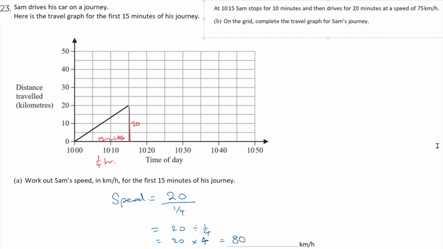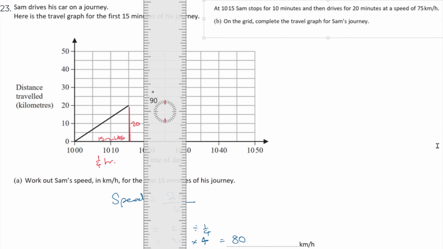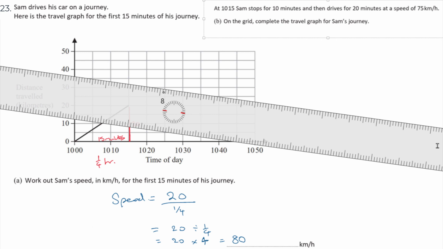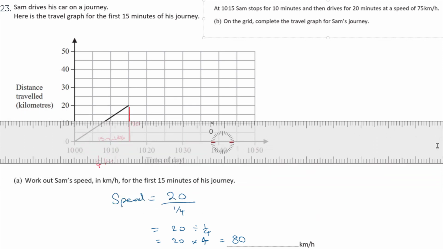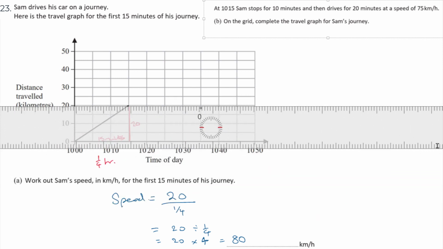Part B says at 10:15, Sam stops for 10 minutes and then drives for 20 minutes at a speed of 75 kilometers per hour. On the grid, complete the travel graph for Sam's journey. Okay, so he's stopping for 10 minutes. If he's stopping for 10 minutes, he's not moving anywhere, is he? So for this section, it's going to be flat for 10 minutes. From 10:15 through to 10:25 he isn't going anywhere. So I'm just going to draw a flat line between there and there.